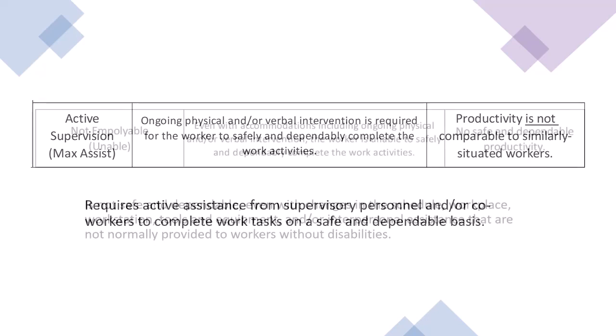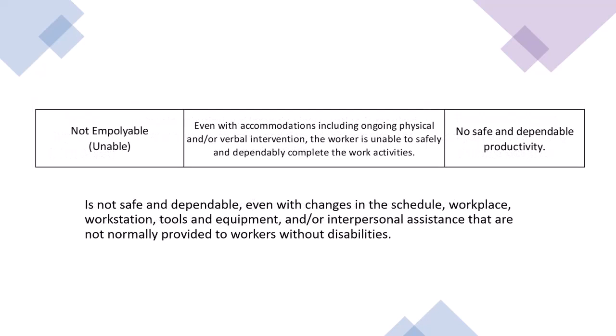And then, of course, the person may be not employable, and often is when they first come into the clinic. And this means that even with accommodations, including ongoing physical and/or verbal intervention, the worker is unable to safely and dependably complete the work activities, and they have no safe and dependable productivity. And this means that the person is not safe and dependable, even with changes in their schedule, the workplace, their workstation, tools and equipment, and/or interpersonal assistance that are not normally provided to workers without disabilities.